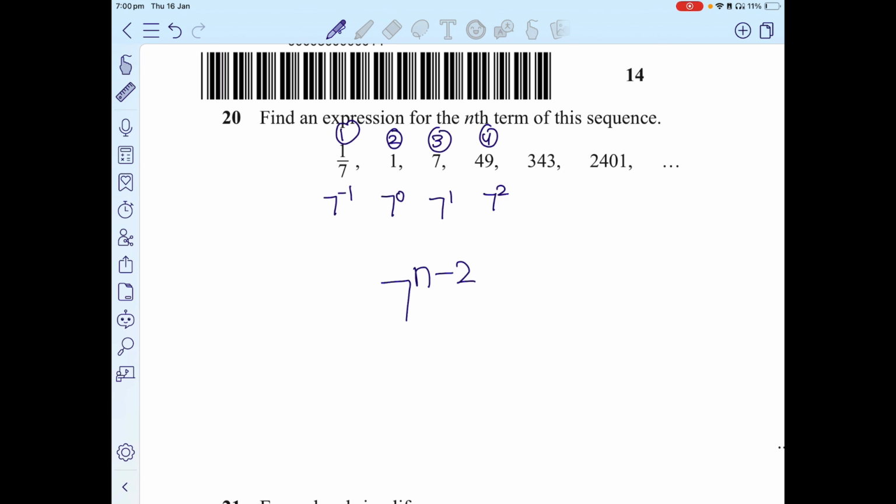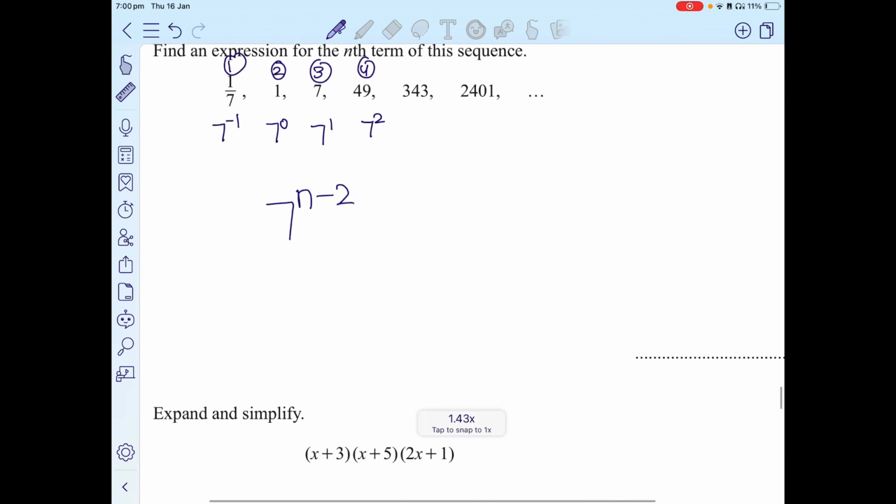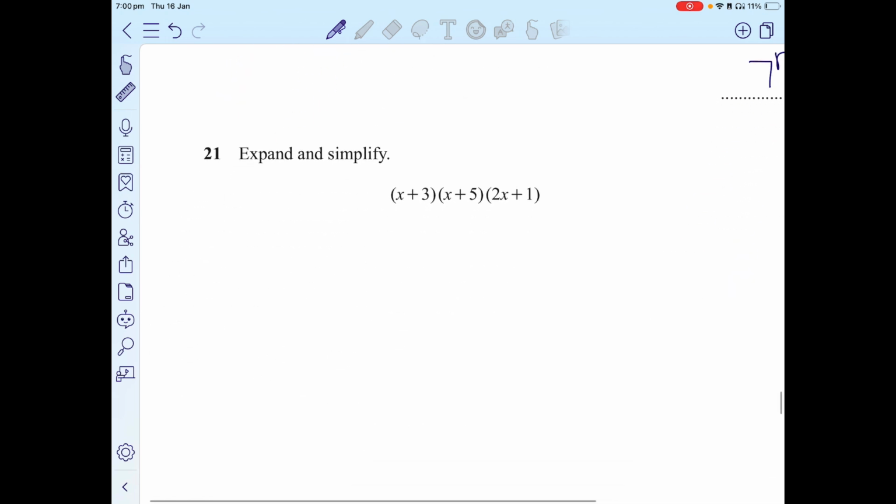Now we check it. 7 raised to 1 minus 2 is 7 raised to negative 1, which is 1 over 7. 7 raised to 2 minus 2, which is 0, is going to be 1. 7 raised to 3 minus 2 is 7 raised to 1, which is 7. 7 raised to 4 minus 2 is 7 squared, which is 49. This formula works, and therefore you use this. Just apply a bit of logic and you would get it. Obviously, through practice, this becomes much easier.